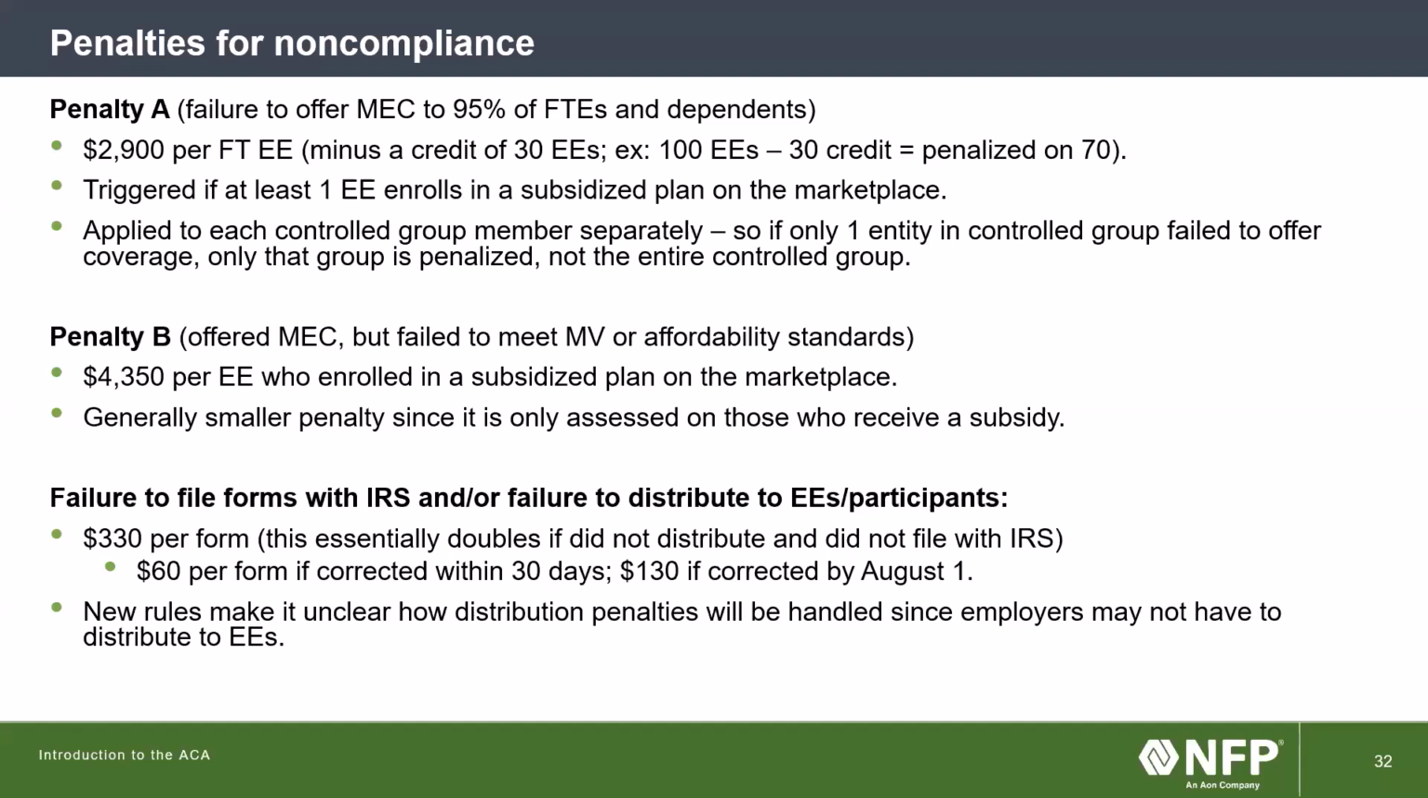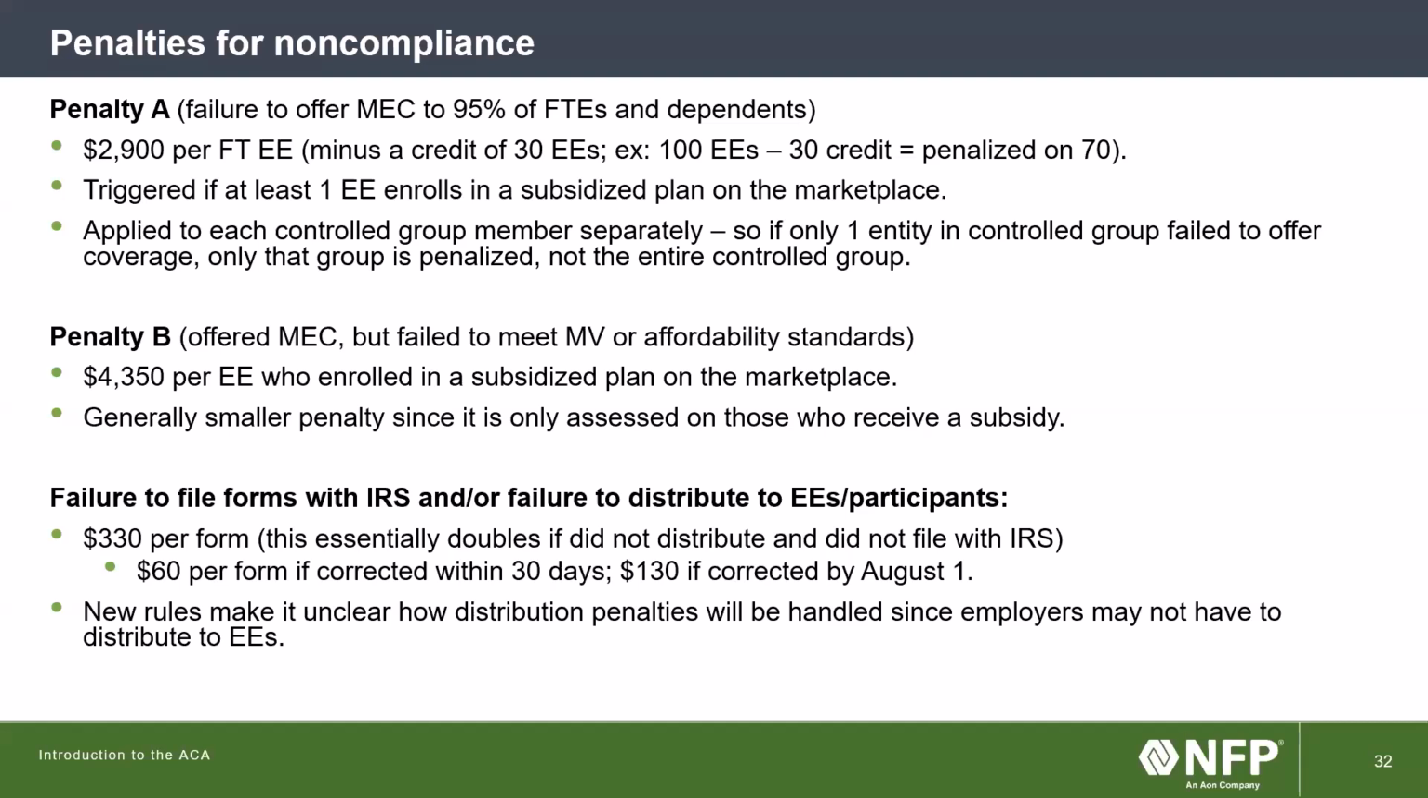So how is it triggered? Again, it's triggered if one employee enrolls in a subsidized plan on the marketplace. And the subsidized part is the key, because just because an employee enrolls in a marketplace plan, that doesn't matter. It only matters if they got a subsidy. That is then what is going to trigger the IRS to potentially send out one of those 226J letters. It is important to note here that if you are part of a controlled group, it does apply separately. So if you have 3 entities in the controlled group and one of those entities did not offer coverage like they should have, only that group is going to be penalized, not the entire controlled group.